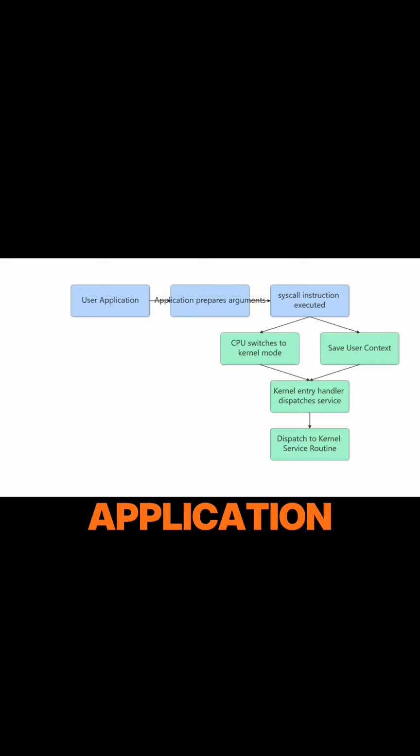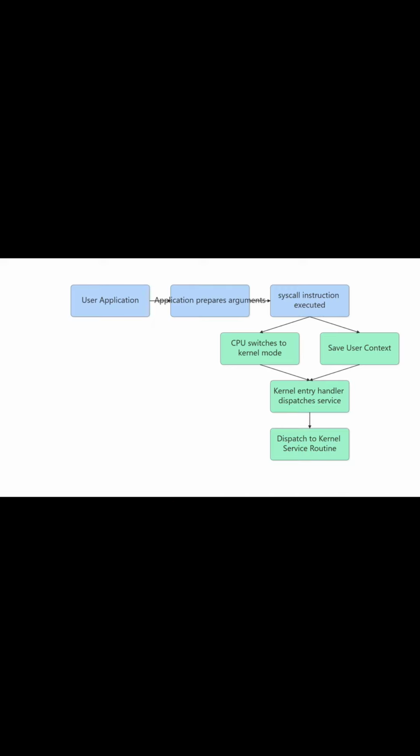Then, the application executes the syscall instruction. This isn't just a regular jump, it's a special processor instruction that triggers a controlled transfer of control. The CPU immediately switches from user mode to kernel mode, often saving critical user mode context like the program counter and register states onto the kernel stack.